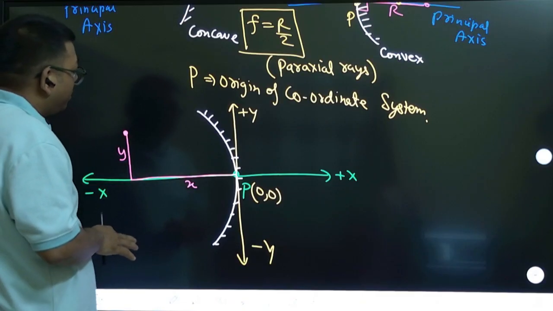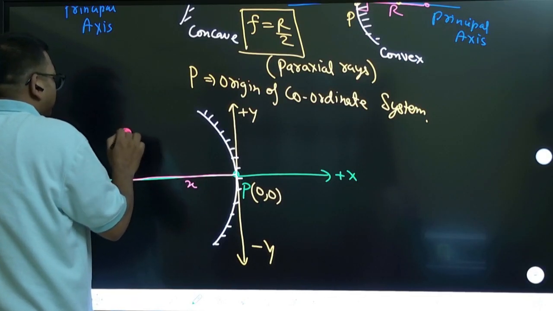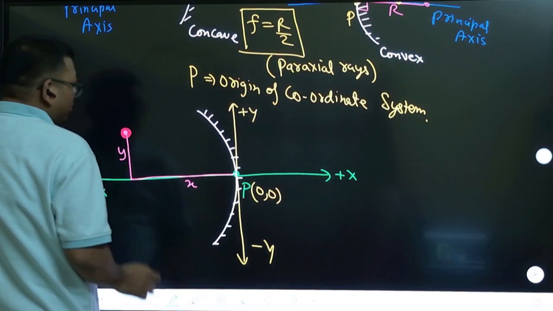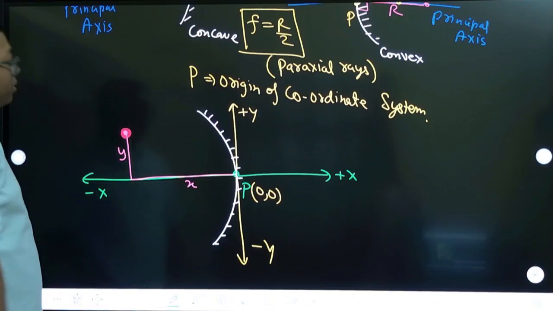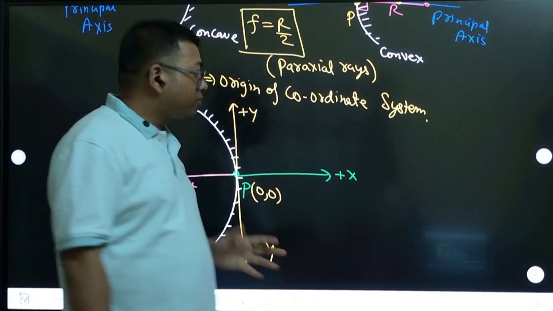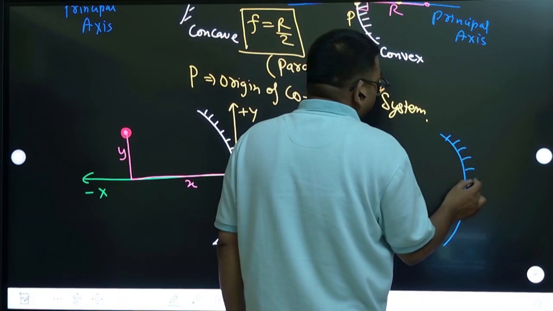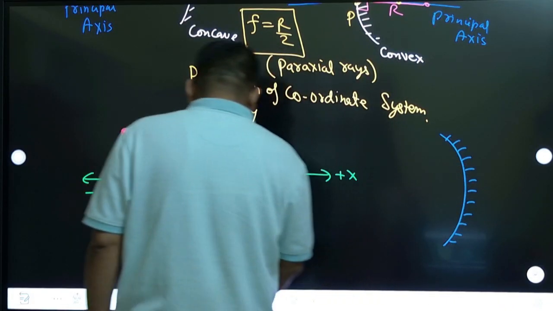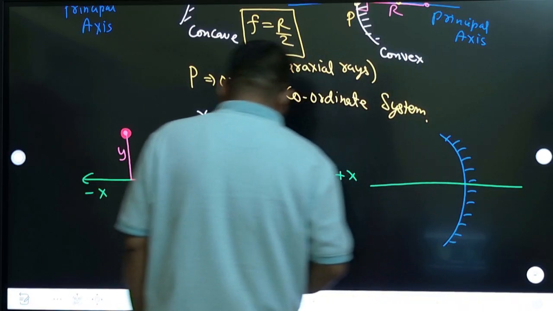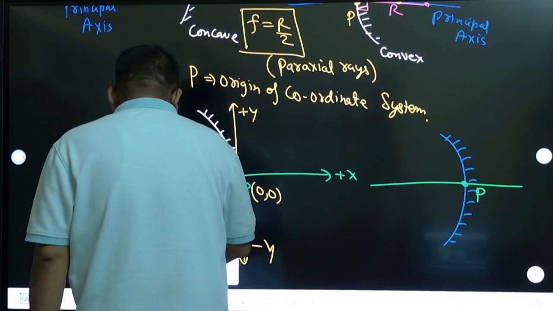This is a point, and these are its distances. I want to find out where the image forms. We should also note that the rules for drawing the ray diagram are very clear. Suppose you take a concave mirror, and this is the principal axis, and this is the pole. There are three rules for making a ray diagram.